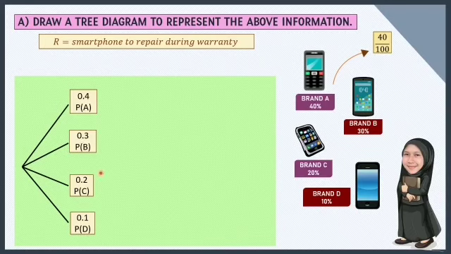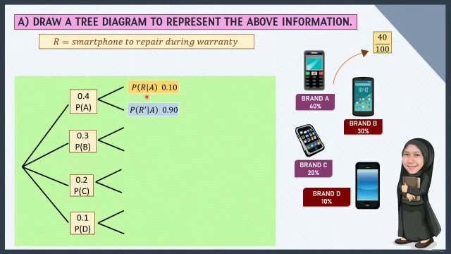After that, we have to divide every part of probability into 2 branches. Like for the first event, the probability of a smartphone from brand A happens, and the probability of R, which is a smartphone that has to be repaired during warranty, happens. In other words, we can define it as conditional probability, like probability of R given A. This value 0.1 we get from the question, but to get the probability of R prime, which is a smartphone that doesn't have to be repaired during warranty, given a smartphone from brand A, we subtract 1 minus 0.1, equal to 0.9, as we know that all events sum to 1.